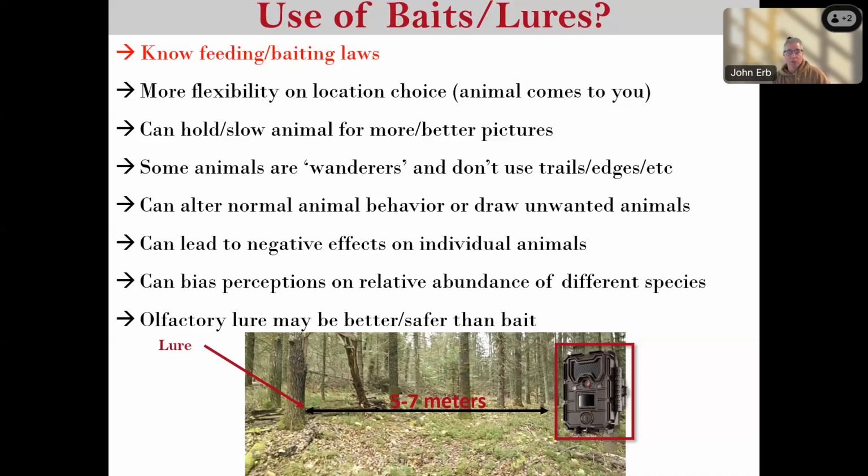Some animals just don't use trails and edges like a lot of wildlife. Fishers and martens are a couple examples. I'll touch on that more in a second.